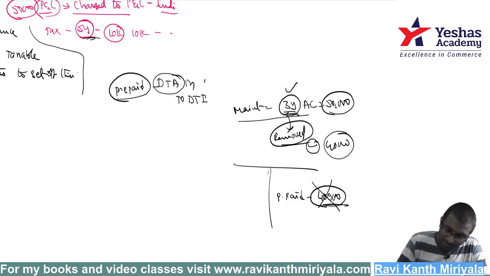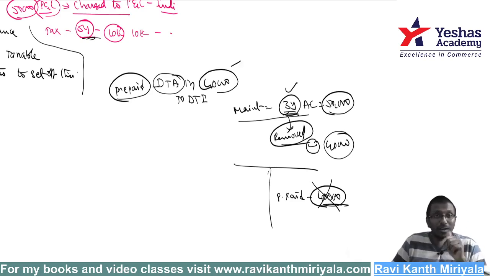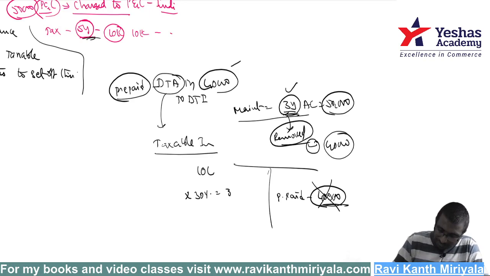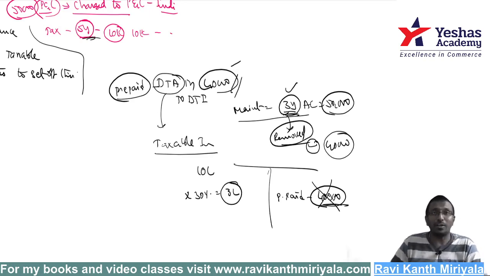Now, if I keep a deferred tax asset of 40,000 rupees, as another example, correct? When will this be useful to you? Tomorrow, if I get a taxable income of, let us say, 10 lakh rupees. Out of that, 30% means how much? 3 lakh. But out of 3 lakh, I will say, sir, I already paid 40,000 rupees. That's why I will now pay 2.6 lakh rupees. Now it is useful to you. Correct?